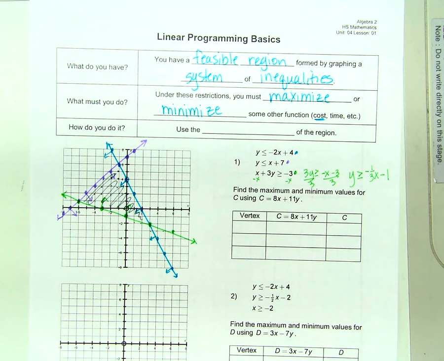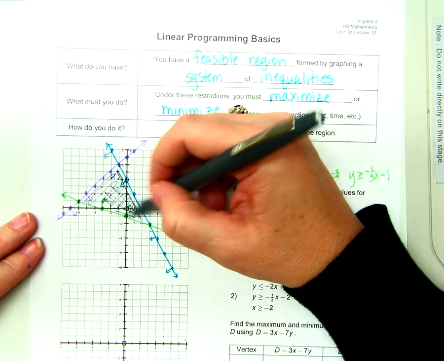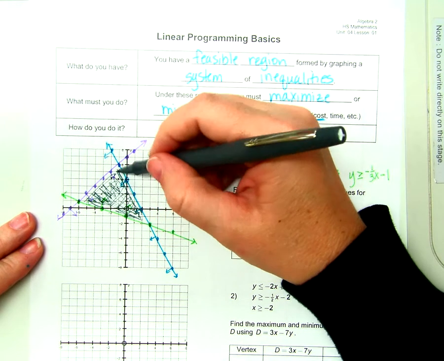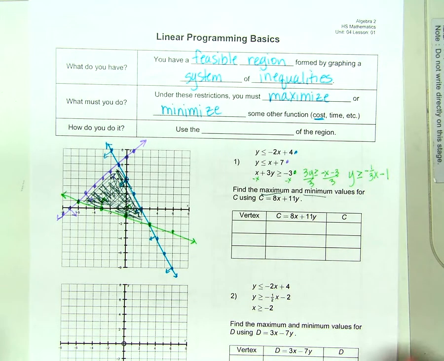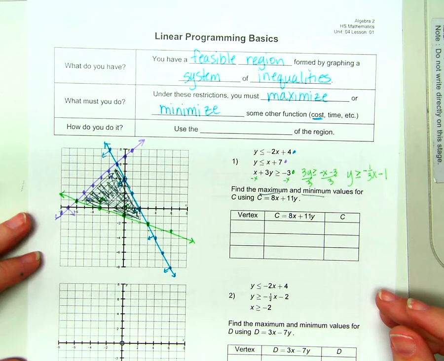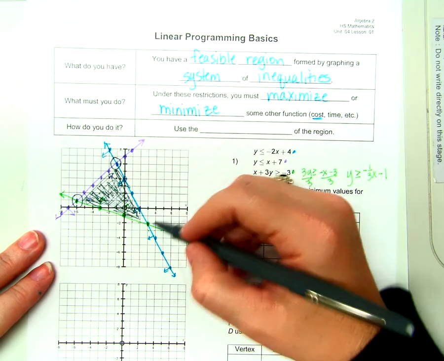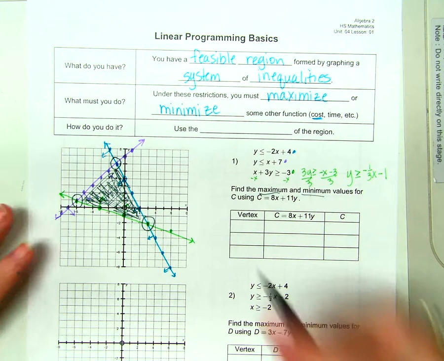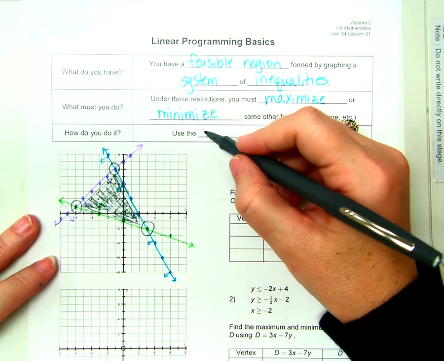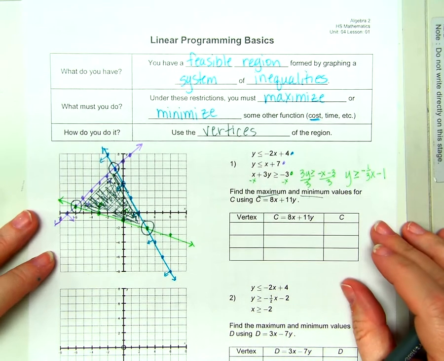Other mathematicians have figured out that if this is the shaded area, there's some pretty specific places that are going to help us find our maximum and minimum. And it'll be those places every single time. Okay? And those places are going to be here, here, and here. What are those called? A vertex. It's the vertices of the shape. Okay? So we're going to come back up here and say we're going to use the vertices of the region.